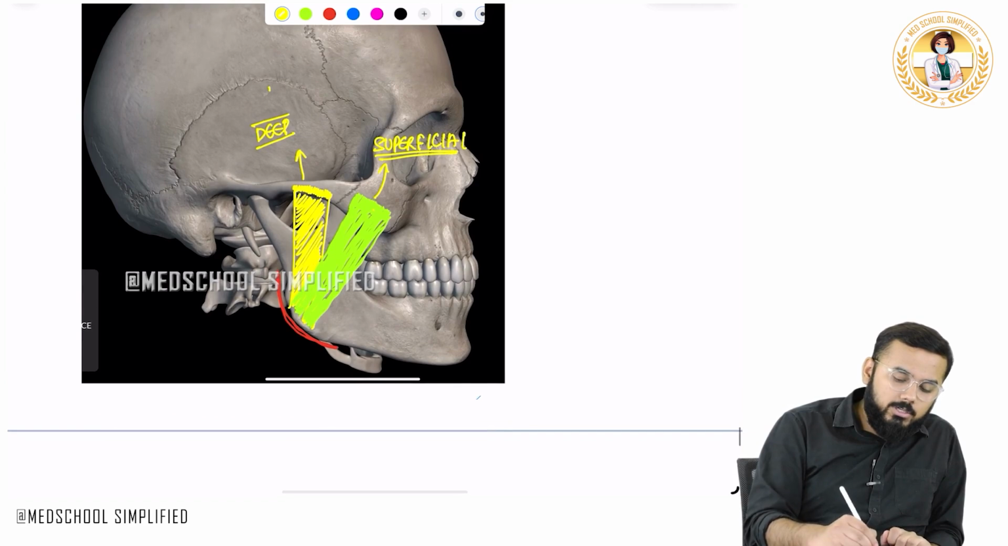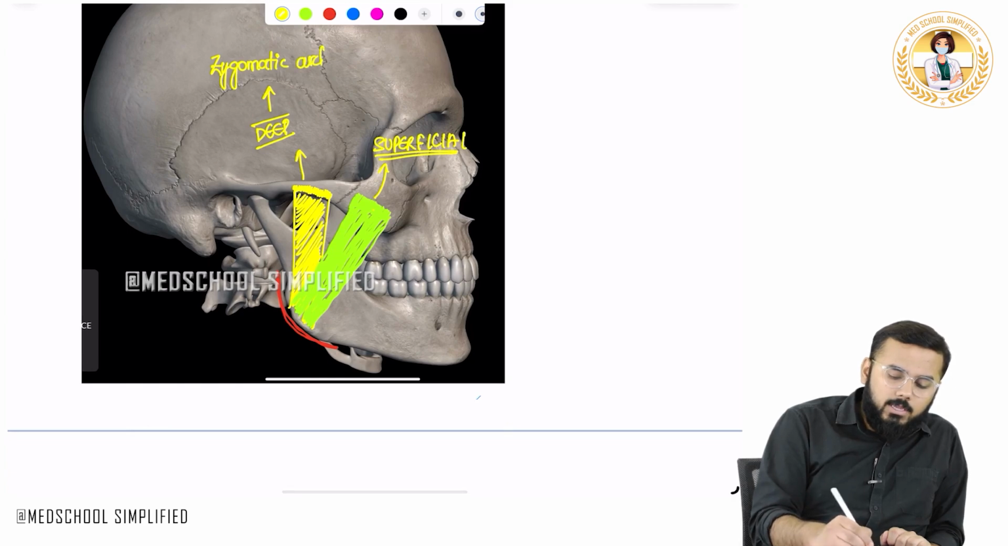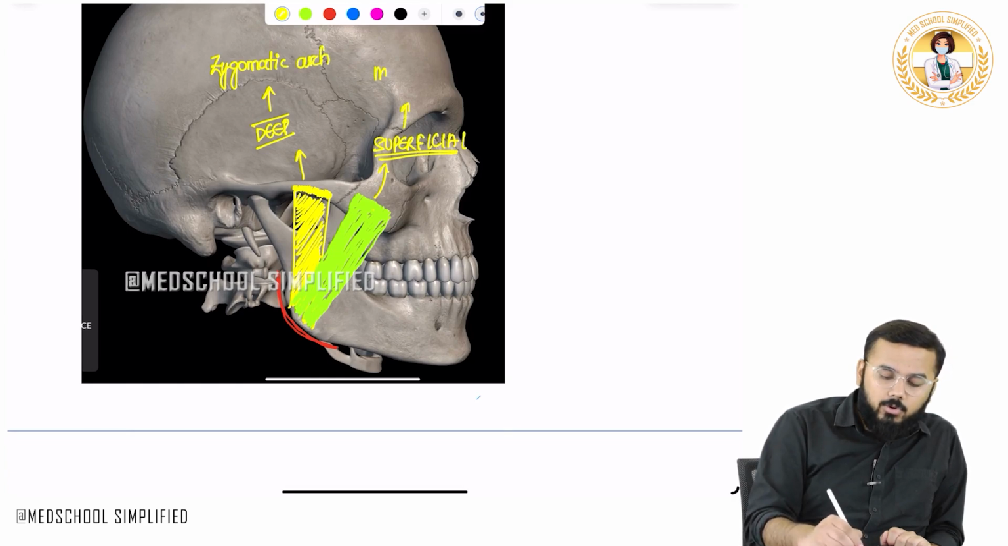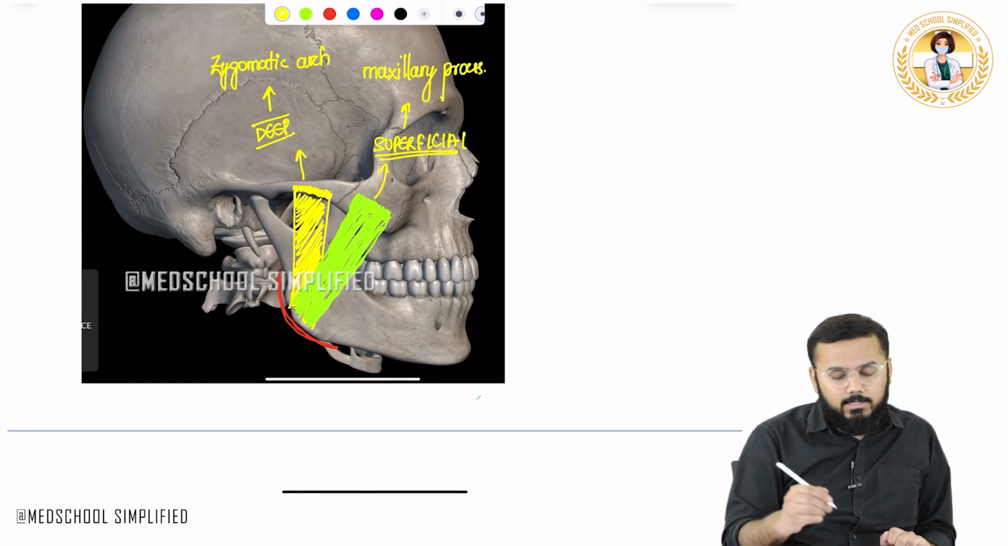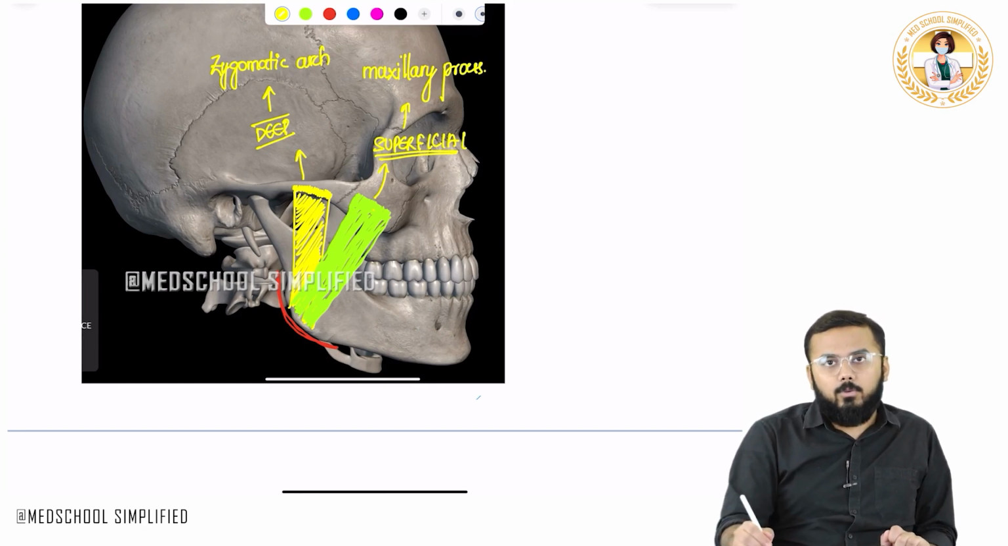So deep originates from where? Zygomatic arch, and this one originates from the mastoid process. The maxillary process. From the maxillary process. Maxillary process of what? Maxillary process of your zygomatic bone.